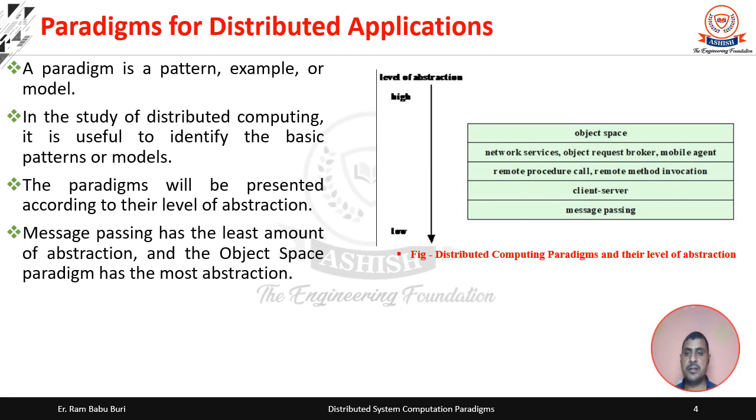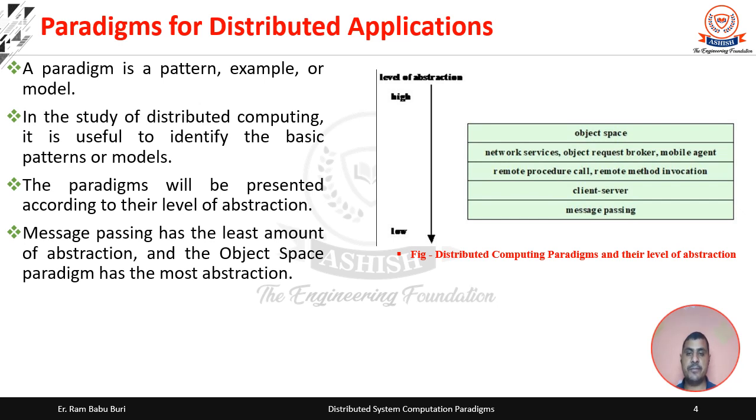A paradigm is a pattern, example, or model. It means that in the study of distributed computing, it is useful to identify the basic patterns or models. The paradigms will be presented according to their level of abstraction. Message passing has the least amount of abstraction and the object space paradigm has the most abstraction.